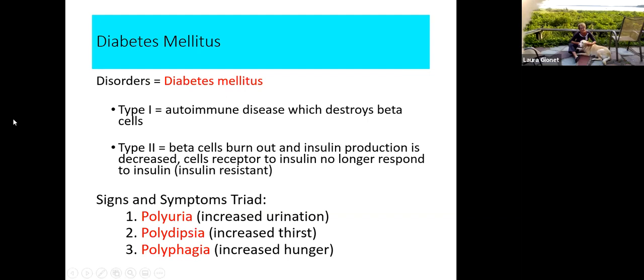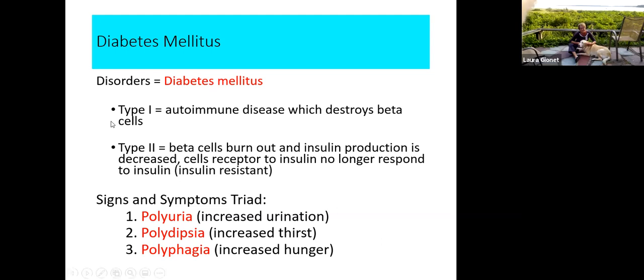Okay, disorders. We have diabetes mellitus, type 1 and type 2. They have similar effects, so to speak, but their etiology, the causes, is different. Type 1 is an autoimmune disease that destroys the beta cells. Maybe not all of them. The degree to which you make these antibodies may vary in an individual.